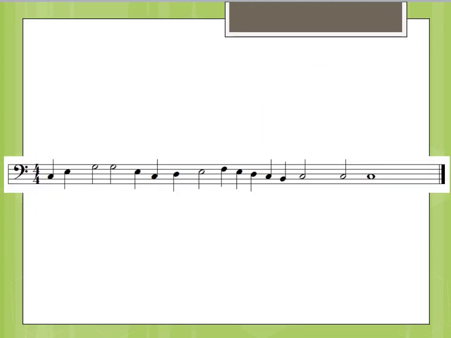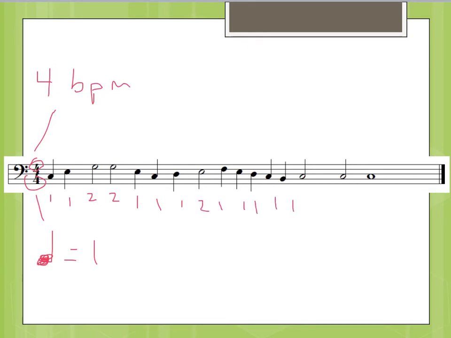Next, I'm going to do the same thing in this example. First thing, I recognize that this 4 on top means 4 beats per measure. This 4 on the bottom tells me that the quarter note is going to equal 1 beat. I'm going to go through again just to make sure that I know how many beats each note gets. Quarter note gets 1, quarter note gets 1, half note gets 2, half note gets 2, 1, 1, 1, half note 2, quarter notes 1, 1, 1, 1, 1, half note gets 2, half note gets 2, then I have a whole note and that receives 4.